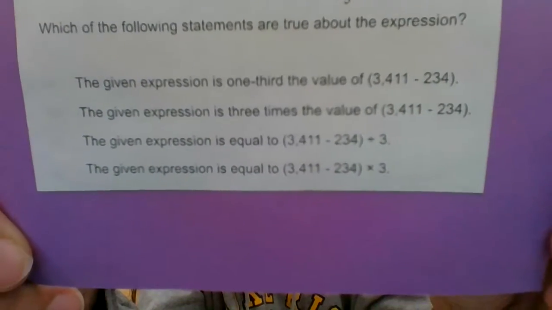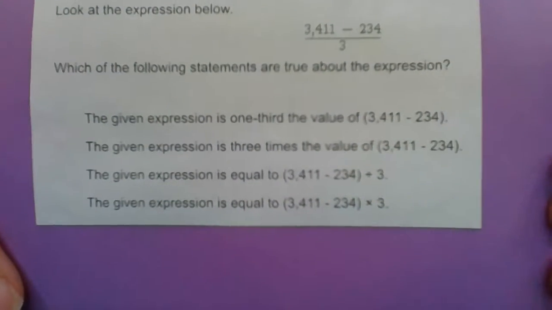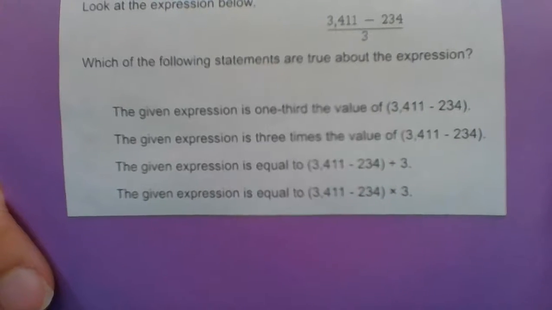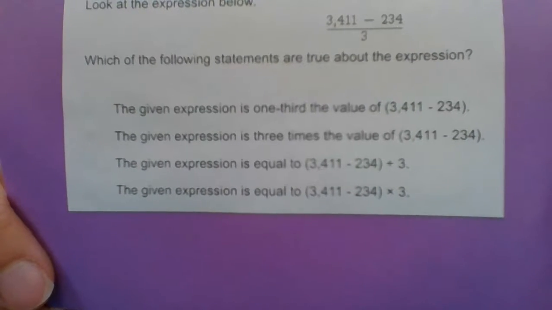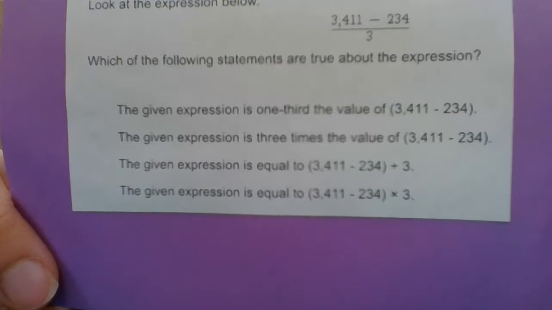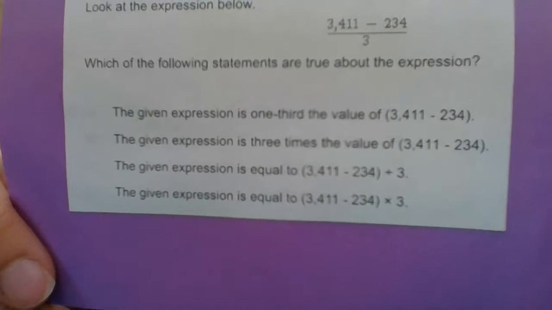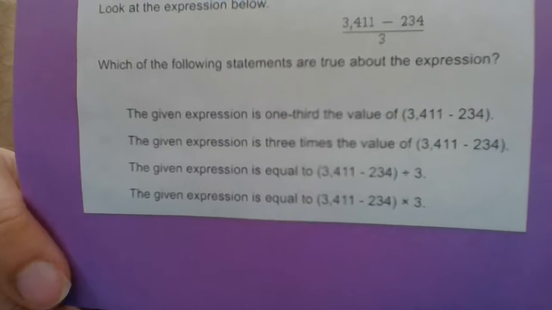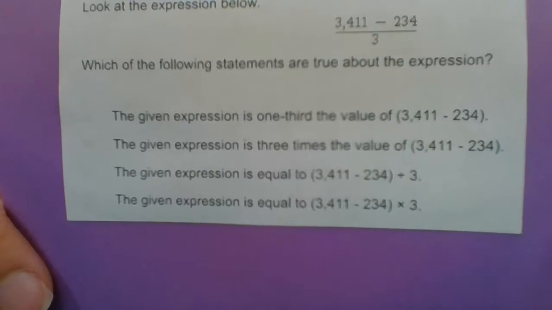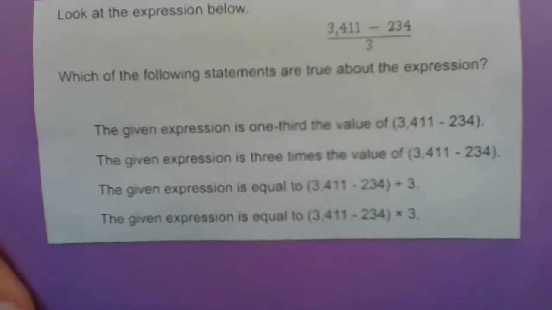3,411 minus 234. The next one, the given expression is 3 times the value of 3,411 minus 234. The given expression is equal to parentheses 3,411 minus 234 parentheses divided by 3. And the last one, the given expression is equal to parentheses 3,411 minus 234 parentheses times 3.